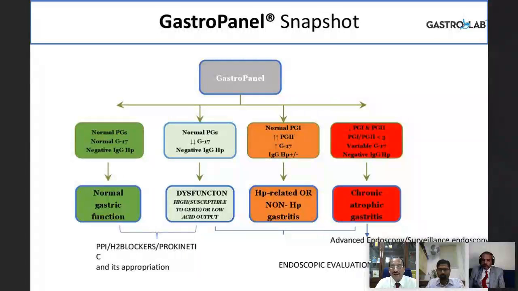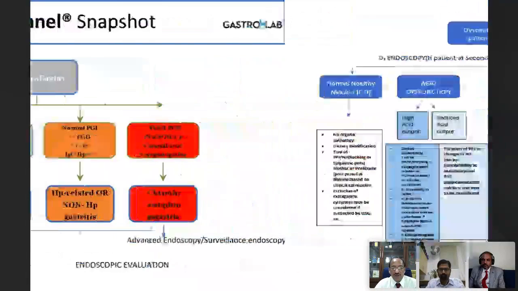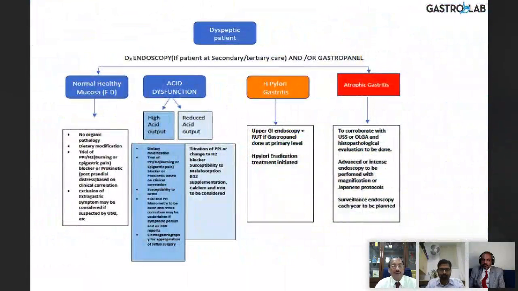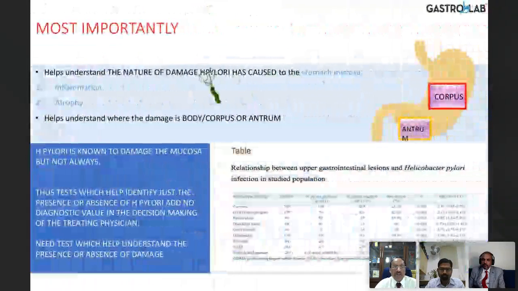This is put in red because this is the most crucial thing for following these individuals to prevent a cancer of the stomach, right? So if a dyspeptic patient is there, you can classify them as atrophic gastritis, H. pylori gastritis, acid dysfunction, high output, low output, or a normal healthy mucosa using this GastroPanel test.